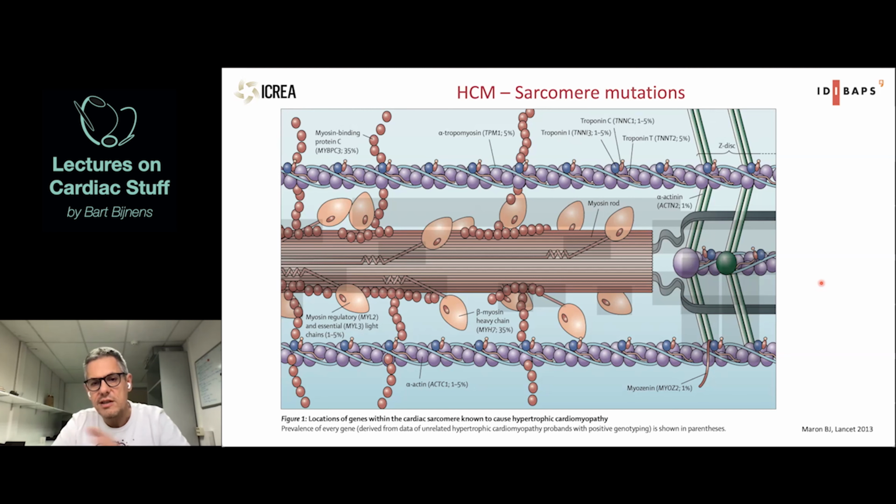Some of these mutations are known to be very pathological in the sense that they lead to arrhythmias and heart failure at some point. Some are a little bit less so, and many are unknown. There's still many that we don't know, so there's still a lot to be known.